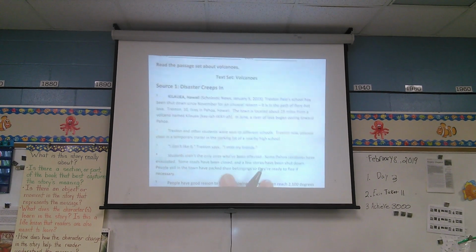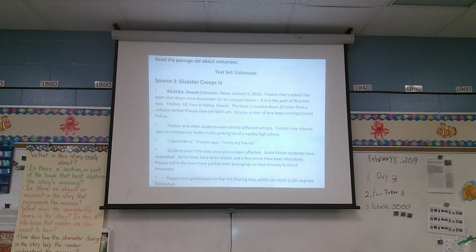Let's start reading this text set. Source 1, Disaster Creeps In. Kilauea, Hawaii. From Scholastic News, January 5th, 2015. Treston Palos School has been shut down since November for an unusual reason. It is in the path of fiery hot lava. Treston, 10, lives in Pahoa, Hawaii. The town is located about 23 miles from a volcano named Kilauea. In June, a river of lava began oozing toward Pahoa.